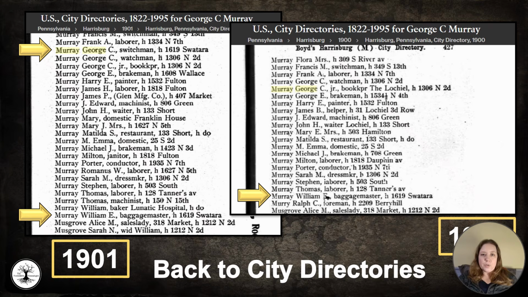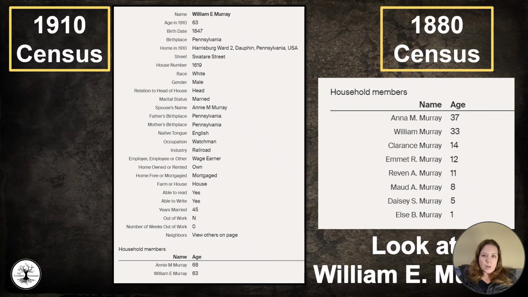In the 1900 directory, George C. Murray is not there, but William is. Lines up. He could have been in Wheeling until 1901. He continues to live with William on and off between 1901 and 1909, but not in 1910. So next I'm going to investigate that William E.